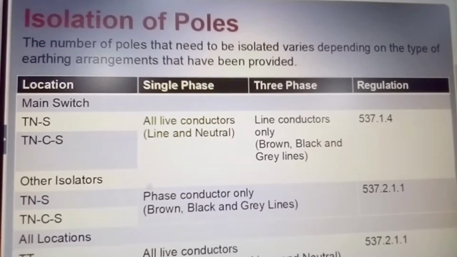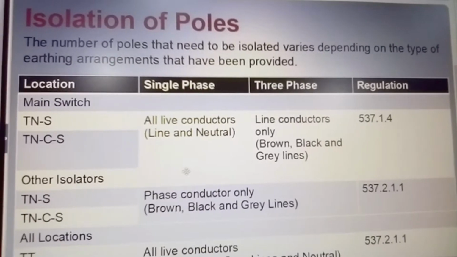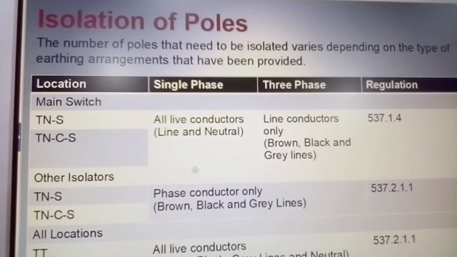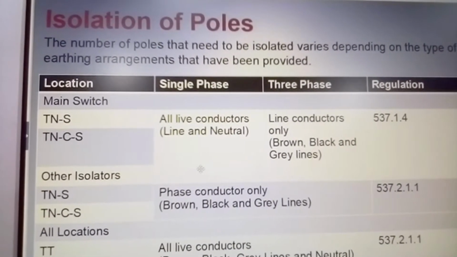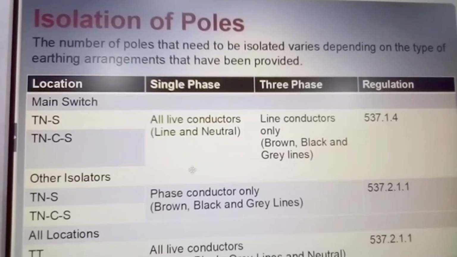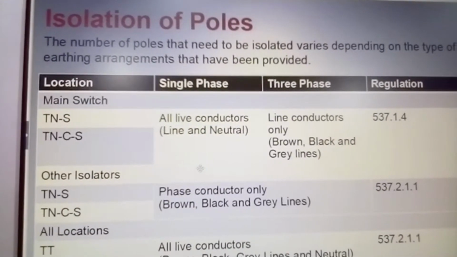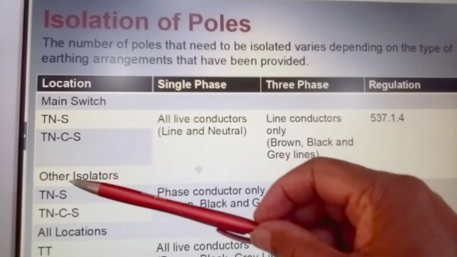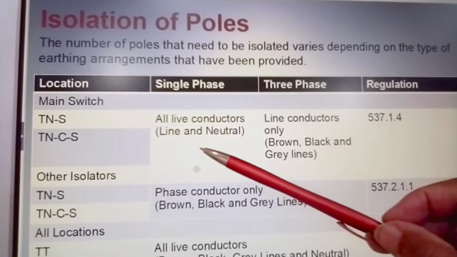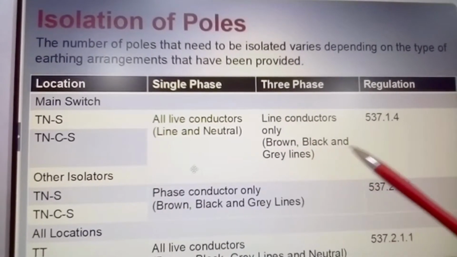Isolation poles. Now the number of poles that need to be isolated varies depending on the type of earthing arrangements that have been provided. And if you look back, you will see that we provided you with earthing arrangements in session 1 and session 2. So look back at the videos in regards to those sessions. I'm not going to go through this with you because this is now your position. You can now read this for yourselves. Location, main switch, TN-S, single phase, all live conductors, line and neutral. 3-phase, line conductors only. Okay, brown, black and gray lines.